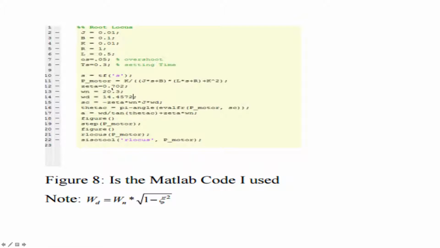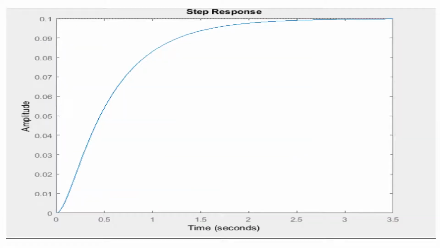Zeta is the damping ratio. Wn is the natural frequency, and I have WD. WD is the natural frequency times the square root of 1 minus zeta squared. After plugging those in, this is my MATLAB. After putting everything in, I will get a total of 4 graphs, 2 of them for an open loop and 2 of them for a closed loop.